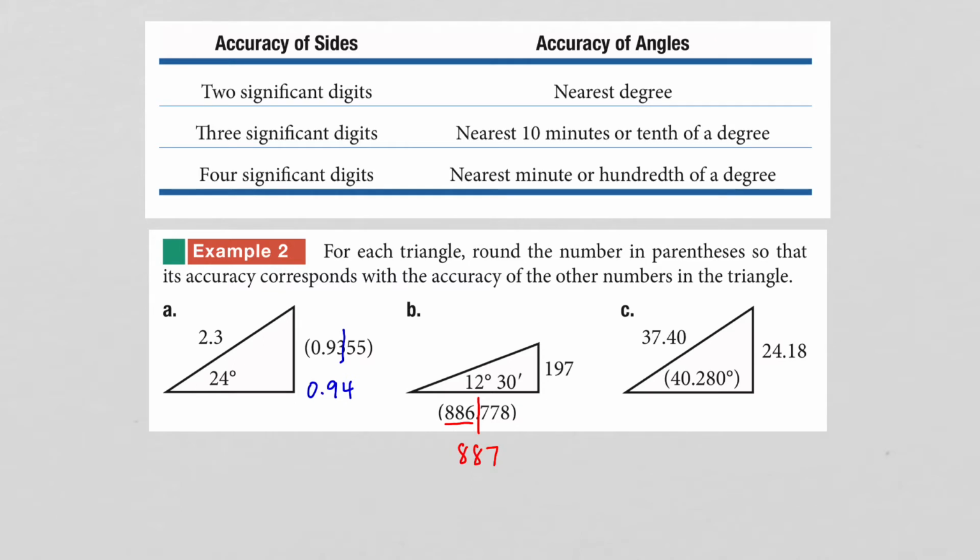And in the final example, notice that both of the sides are measured to 4 significant digits. And if that's the case, the angle should be measured to the nearest 100th of a degree. Well, this angle is measured to the nearest 1,000th of a degree. So we should be cutting off this measurement to the hundredths place. And if we do that, we get 40.28 degrees. So what we're really doing there is we're just dropping the 0.